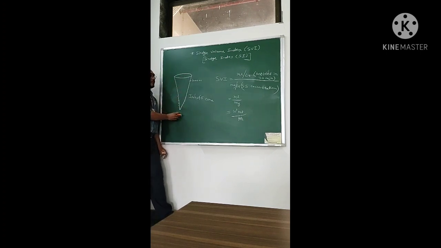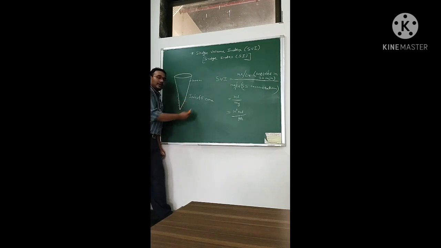Okay, this is the conical shape of the Imhoff cone apparatus, which is made up of plastic material on which there are graduations. You can see these graduations, and the volume of this Imhoff cone apparatus is about 1000 ml. That means 1 liter capacity.